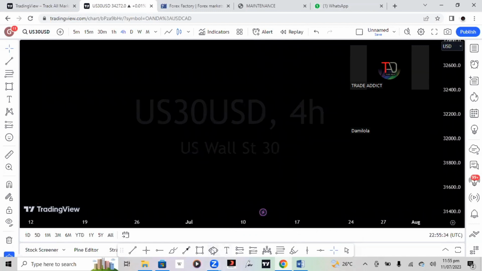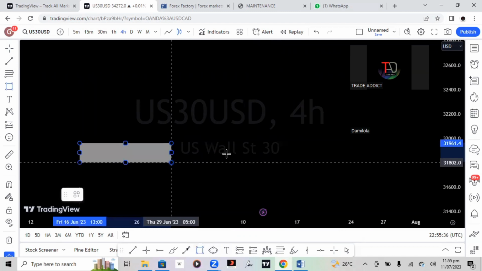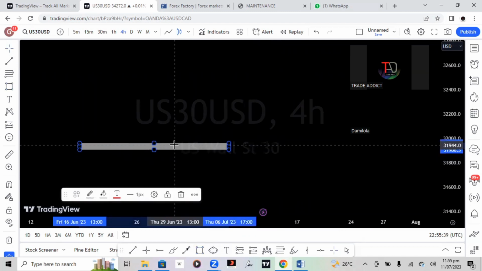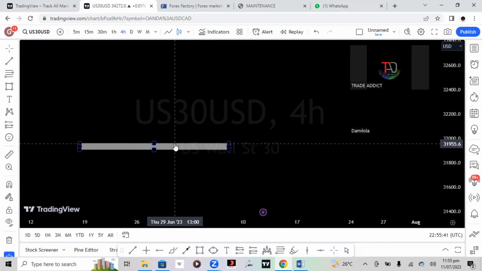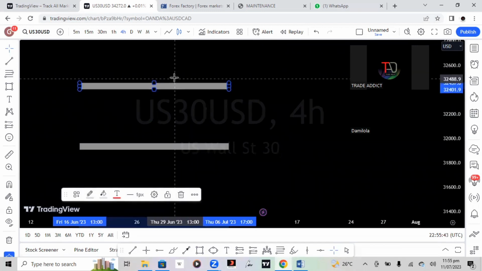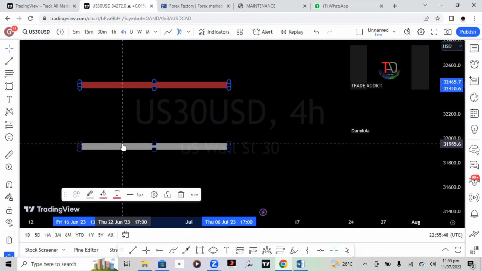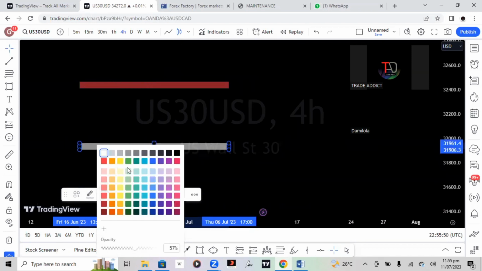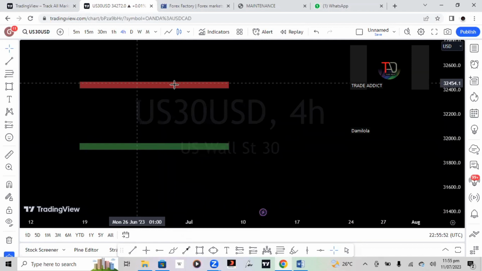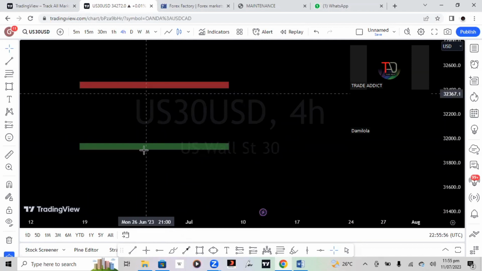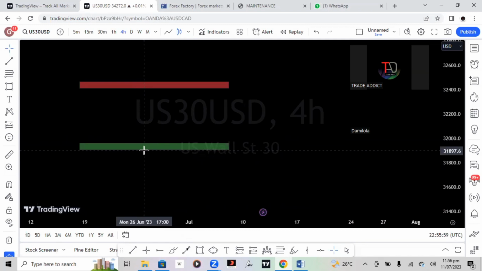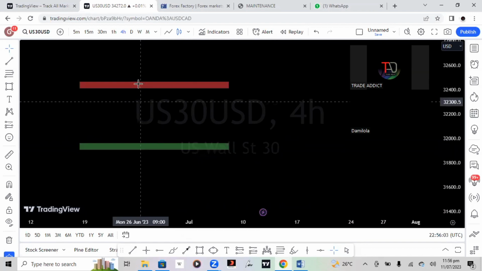Support is a level where price buys off, while resistance is a level where price sells off. It means on our resistance level, we always look out for a selling opportunity. This is my resistance here, and this is my support. On our support level, we always look out for a buying opportunity. Another name for support is floor. Another name for resistance is ceiling or roof.